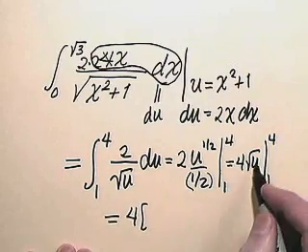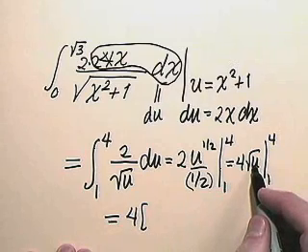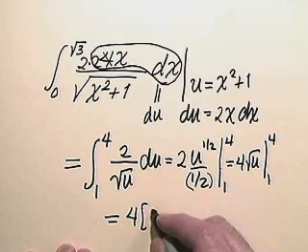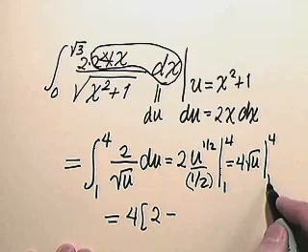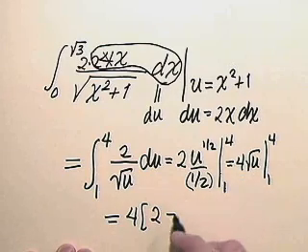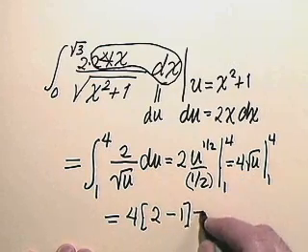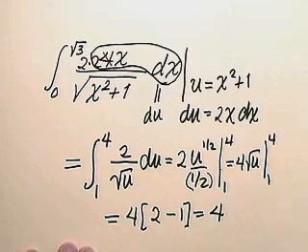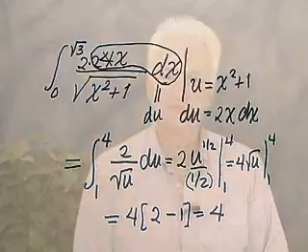We begin by putting 4 into the square root, and that's square root 4, or 2, minus what we get by putting 1 into the square root, which is of course 1. 2 minus 1 is 1, and so the final answer in this case is simply 4.